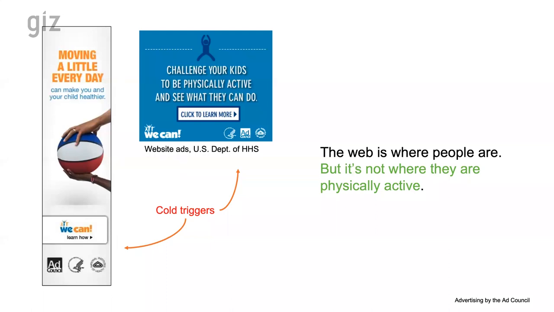So the web is where people are, but it's not where they're physically active, and they don't have an opportunity to take advantage of this message. If they're convinced by this message, they're not in a place where they have the opportunity at the time necessarily to do it, unless you convince them to get away from their game or YouTube video. And anybody that has ever tried to get a teenager away from a game or YouTube video knows that that's not actually possible.